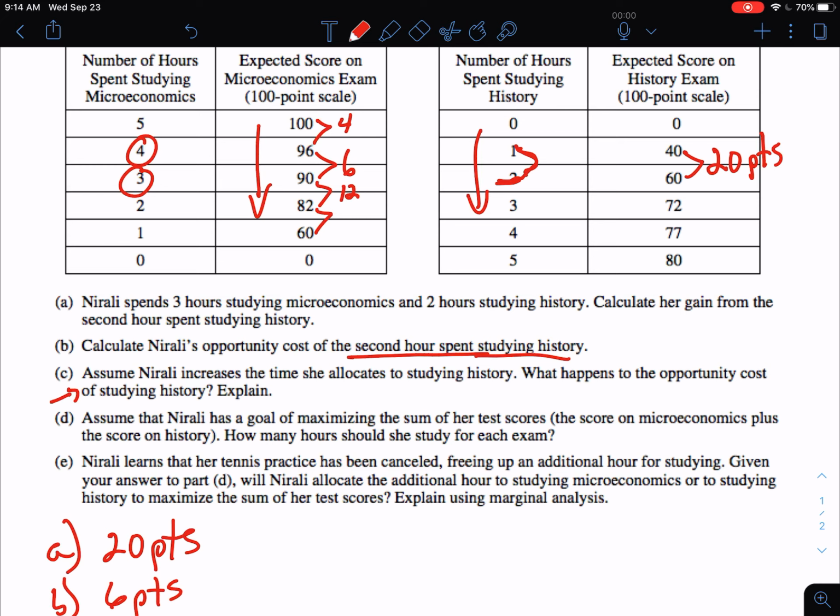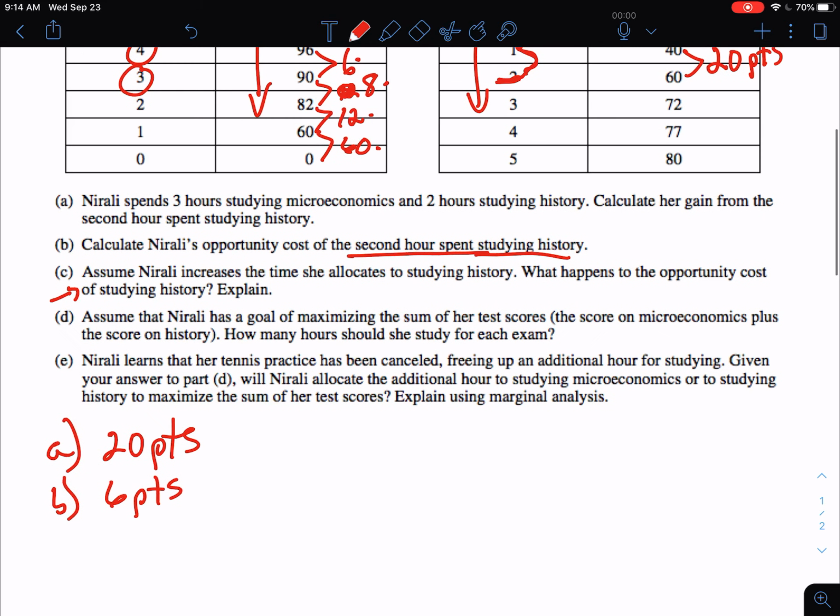But, oh, wait a minute, I did some bad math there. That should be 8, that should be 12, and this is 60. So what is happening to these numbers? 4, 6, 8, 12, 60. They are rising. These numbers are rising as she studies more history, because she's going against diminishing marginal returns, right? So it's basically increasing marginal costs.